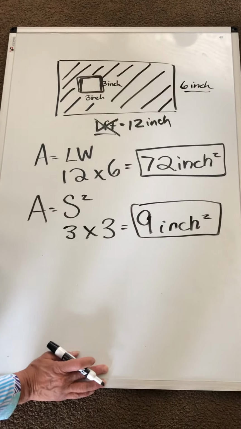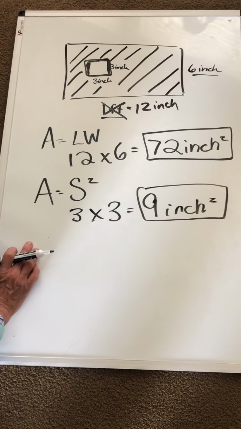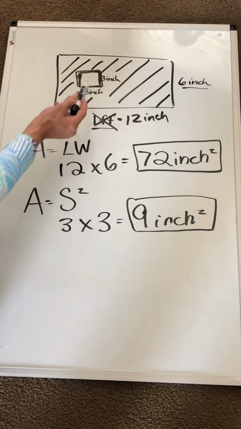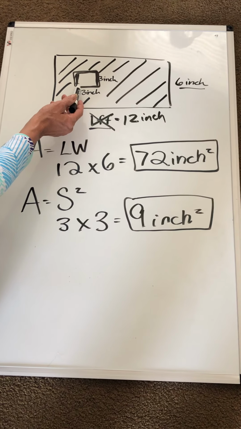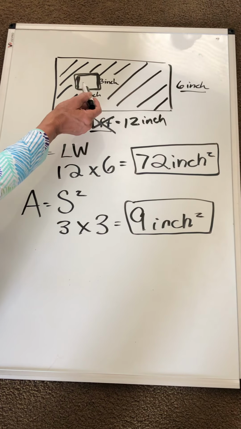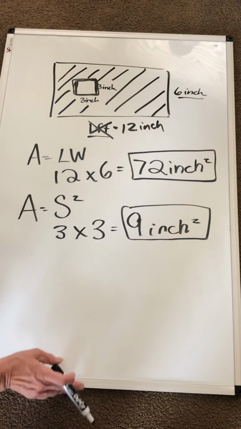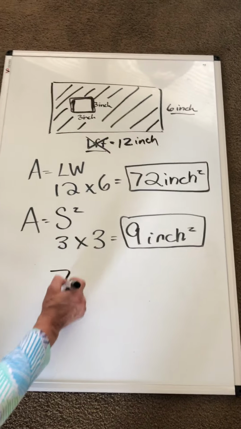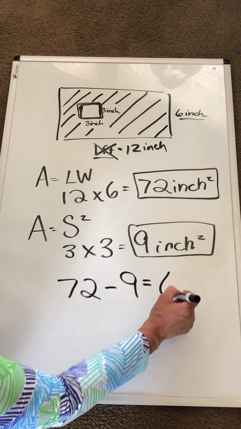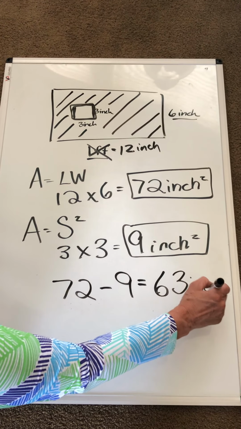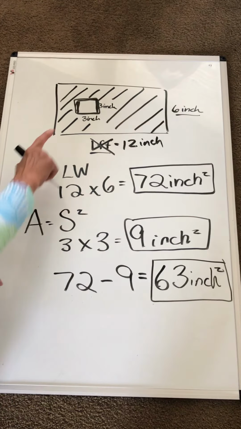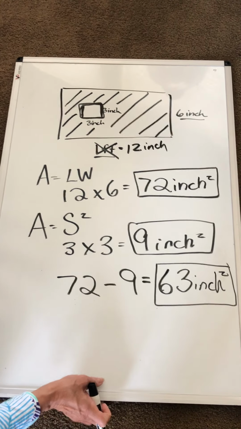Now, in order to find the area of just the shaded part, we have to take the total area of the rectangle and subtract the area of that square, because that square is taking up space. And we don't want to know what that is. We only want to know this shaded area. So the last thing that we would have to do is 72 minus 9, and we would end up with 63 square inches. So that is the total area of the shaded part. Okay?